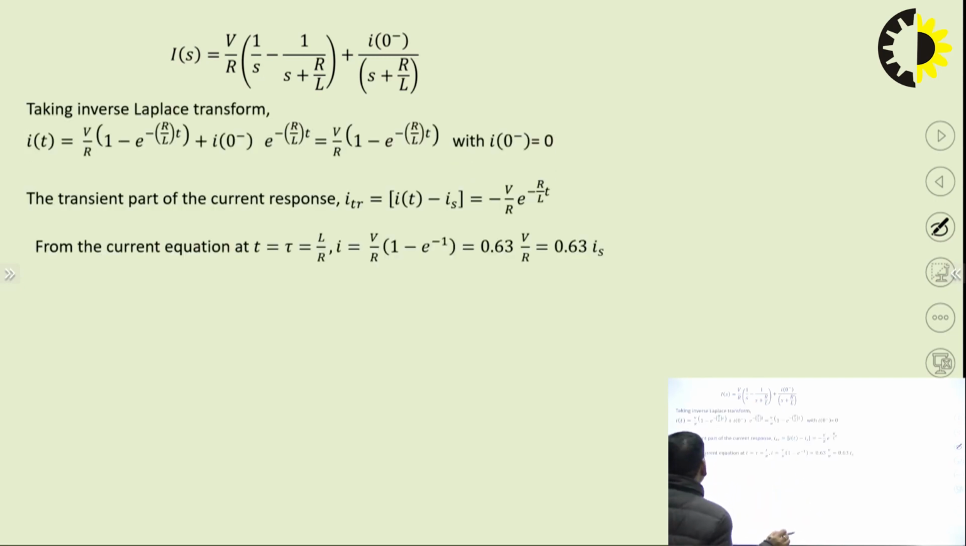If we take the inverse Laplace transform, we have this expression, this one plus this one. This is called the forced response. If you remember, in the last class we discussed what is free response and what is forced response. So, this is the forced response and this is the free response, or you can say the natural response.